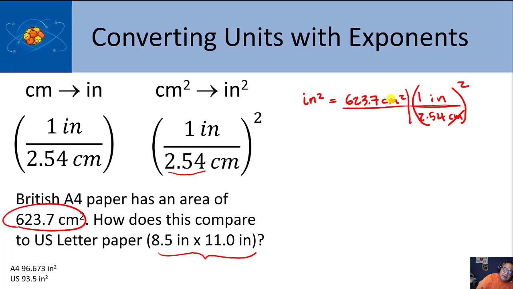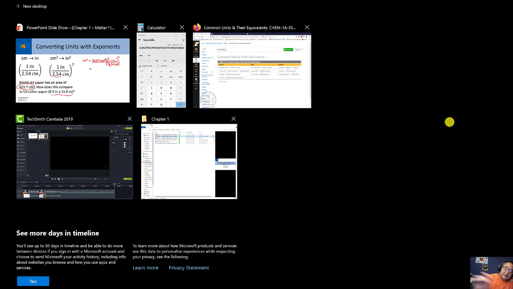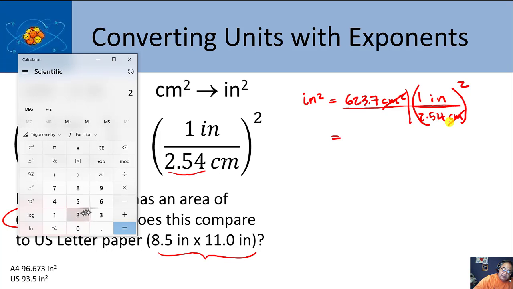So this will cancel, because that's squared and this will be squared. But then I basically have to divide this number by 2.54 centimeters. I got to take the 2.54, I got to square it. So again, getting this calculator that I really don't like. I'm going to go 623.7, and I'm going to divide it by 2.54 squared. And we're going to hit equals, and that's 96.67 inches squared.